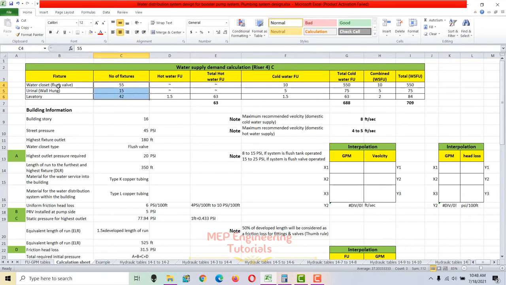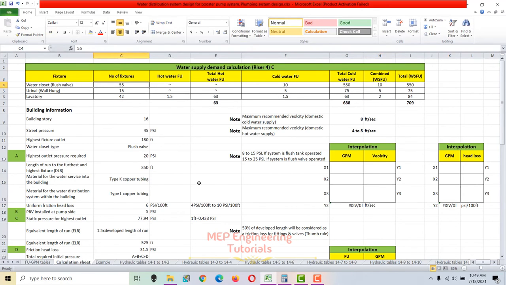So how many water closets do I have? 55 water closets, 15 urinals wall hung, and 42 lavatories. Now we have to calculate the hot water fixture unit and total hot water fixture unit, then the cold water fixture unit and total cold water fixture units, and then combined hot and cold water fixture units. So for the number of fixtures, I write 55 here.